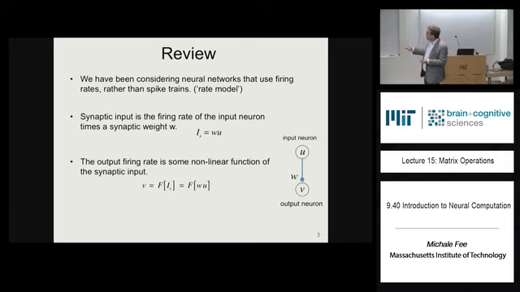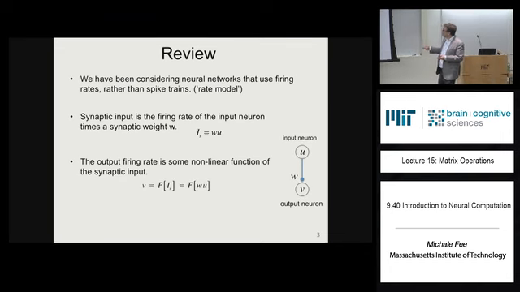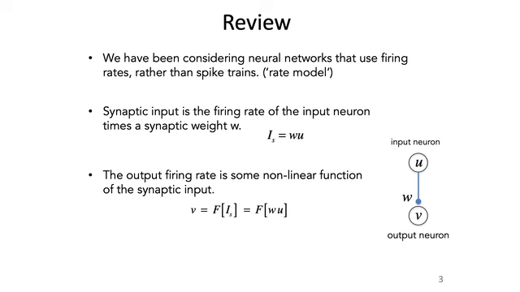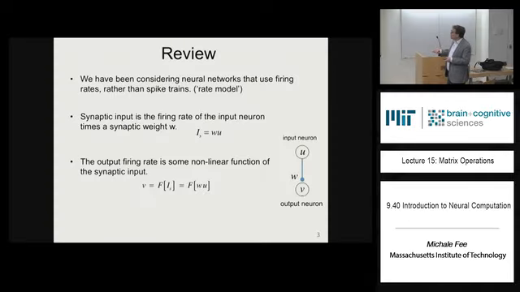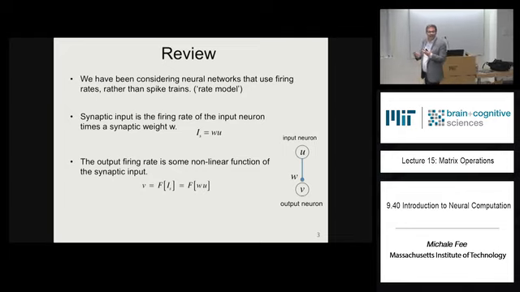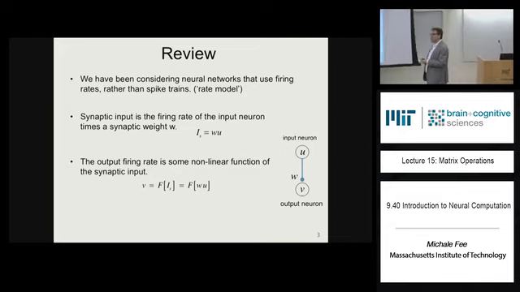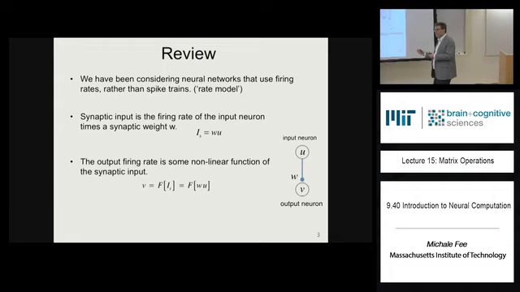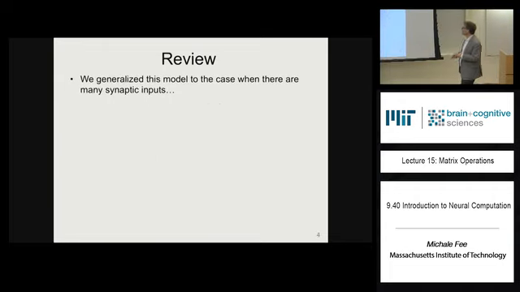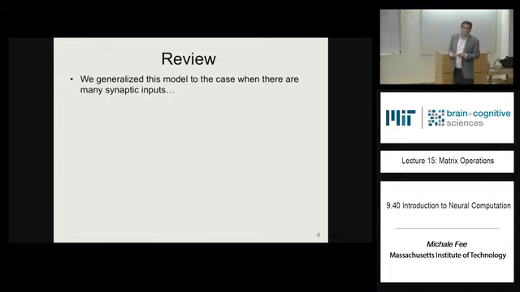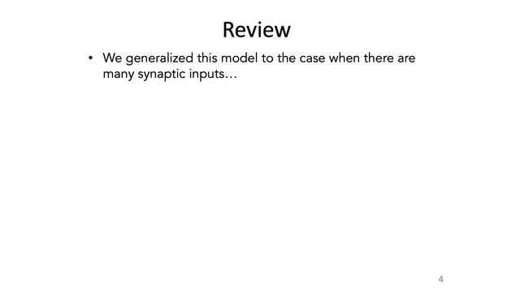And then we talked about how we can convert that input current, let's say, into our output neuron into a firing rate of the output neuron through some function f, which is what's called the FI curve of the neuron that relates the input to the firing rate of the neuron. And we talked about several different kinds of FI, firing rate versus input functions that can be useful.